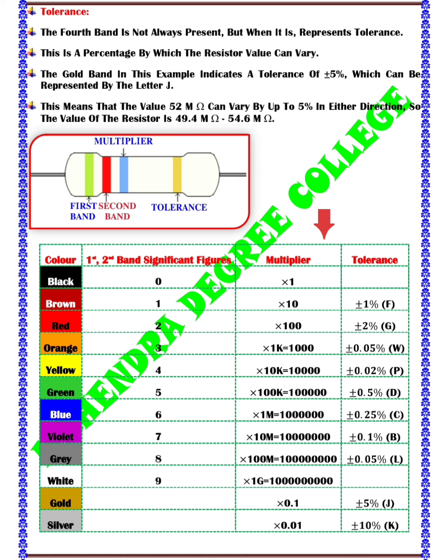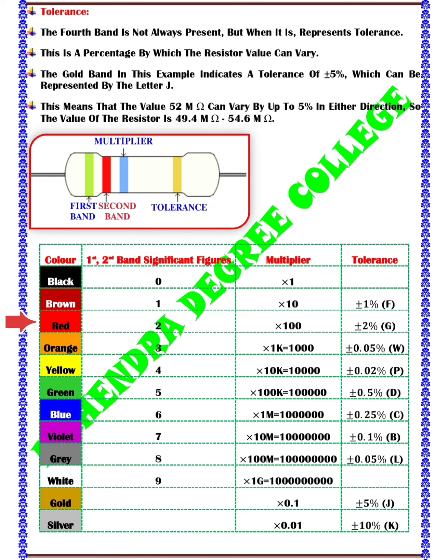Next, we discuss the color coding table. The first column indicates color. The second column indicates the first and second band significant figures. The third column indicates the multiplier, and the fourth column indicates tolerance. On the resistor, the black color band: first and second significant figures 0, multiplier 1. The brown color band: first and second significant figures 1, multiplier 10 and tolerance value plus or minus 1%, F.